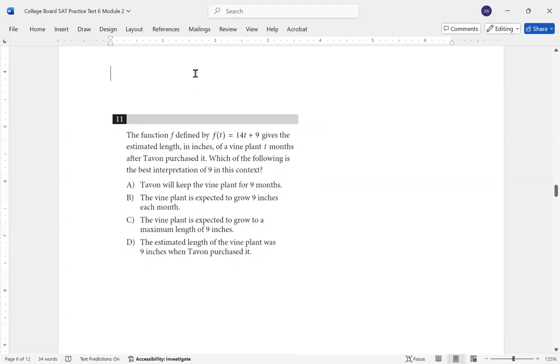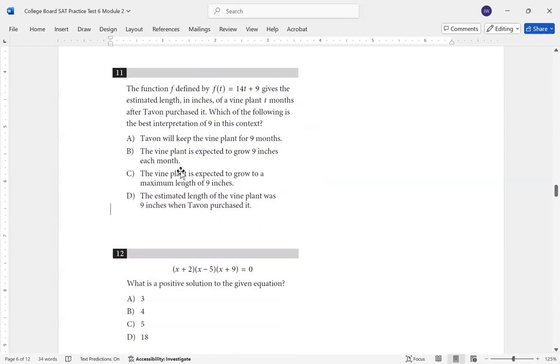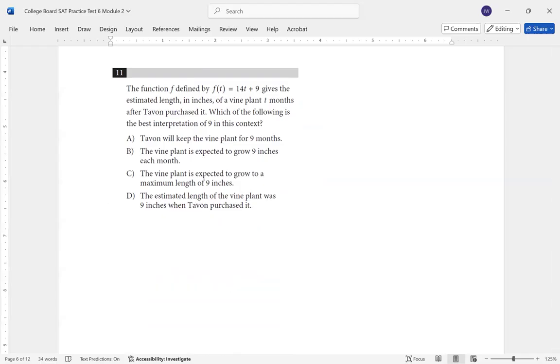Question 11 says, the function f is defined by f of t is equal to 14t plus 9, gives the estimated length in inches of a vine plant t months after Tavon purchased it. Which of the following is the best interpretation of 9 in this context? Well, if you think about it, f of 0 is going to give you 14 times 0 plus 9. I'll just write that. So f of 0 is equal to 9.